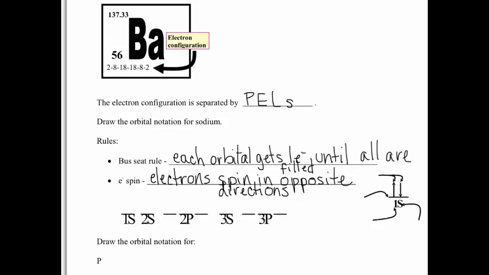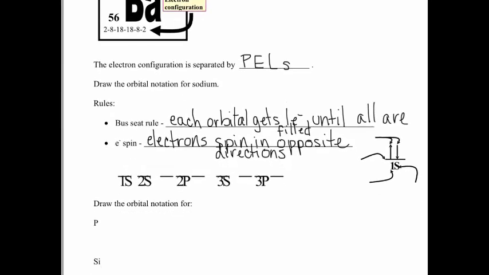So the notation we're going to learn today is called the orbital notation, and it is going to need to reflect both of these rules, this bus seat rule and this electron spin rule. So if you look off to the right here, I have a little diagram sort of showing you everything that we're going to include in an orbital notation. The number that's given in the notation here, that's going to tell you the principal energy level. The letter next to it, in this case the S, is telling us the sublevel.